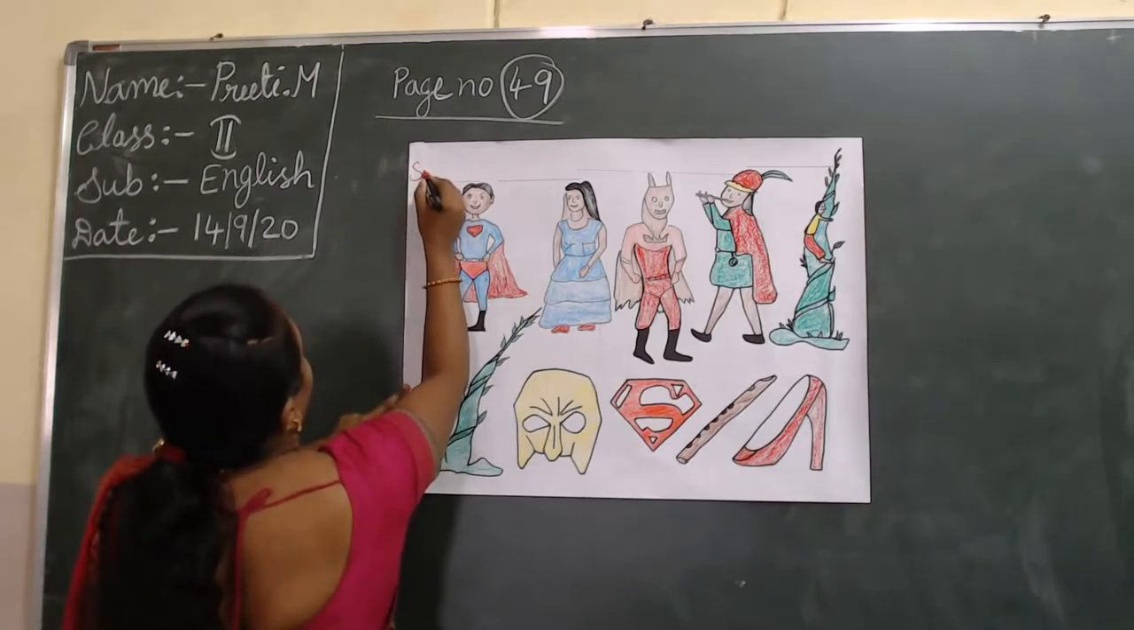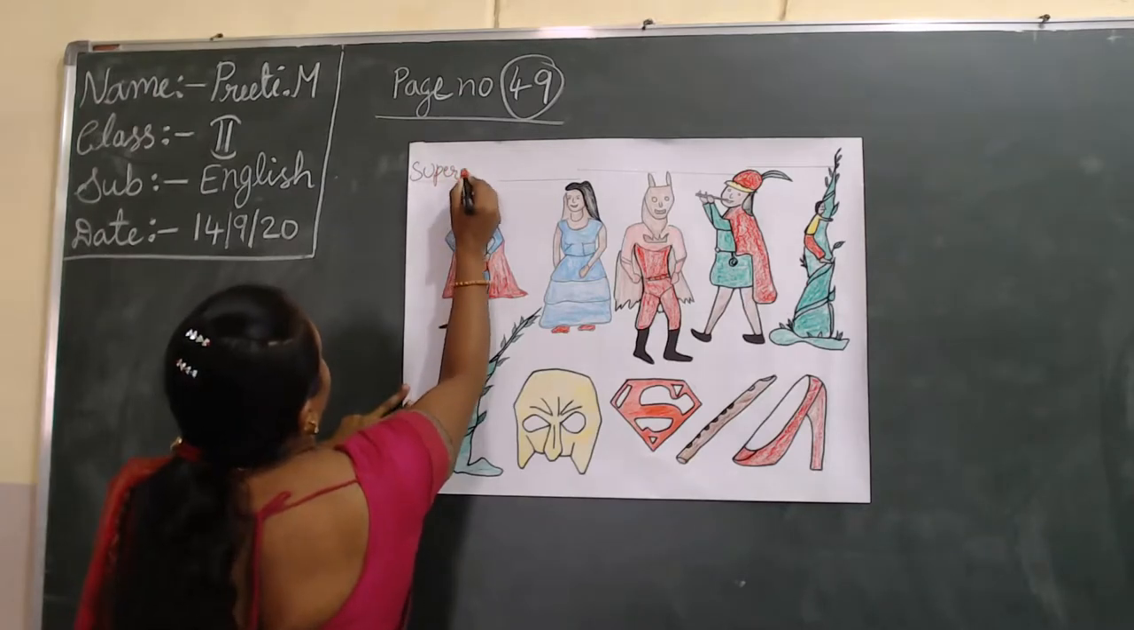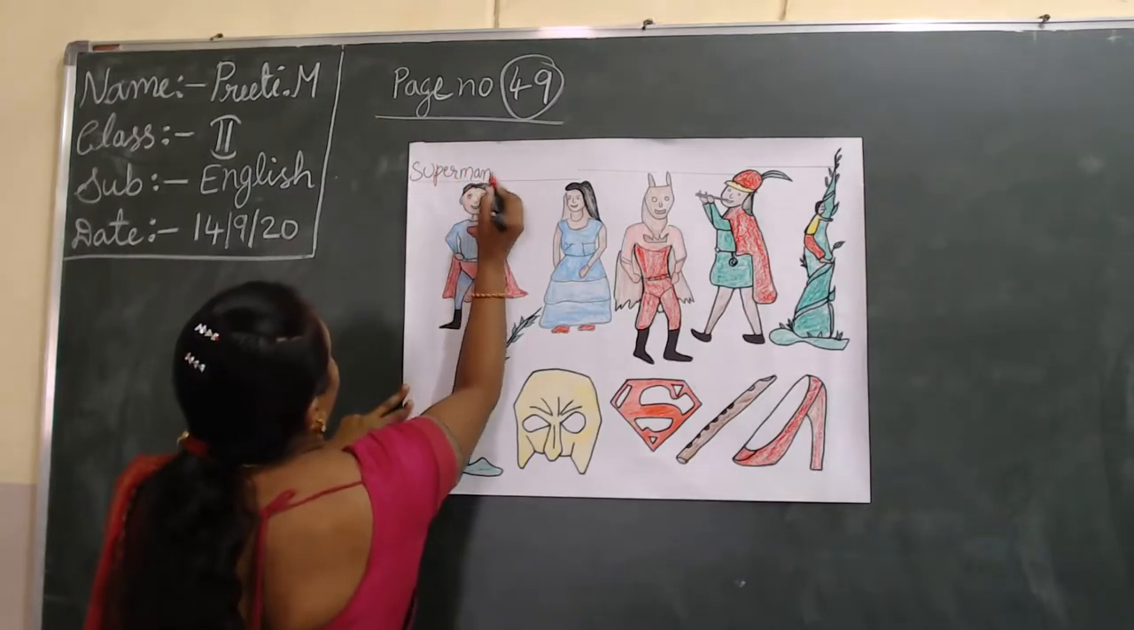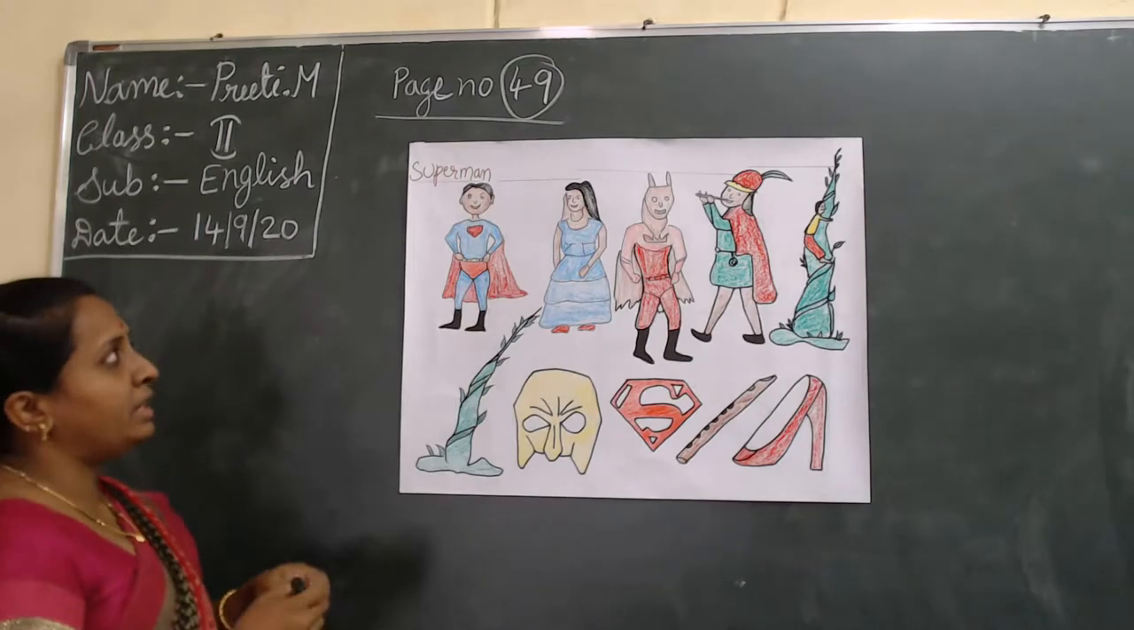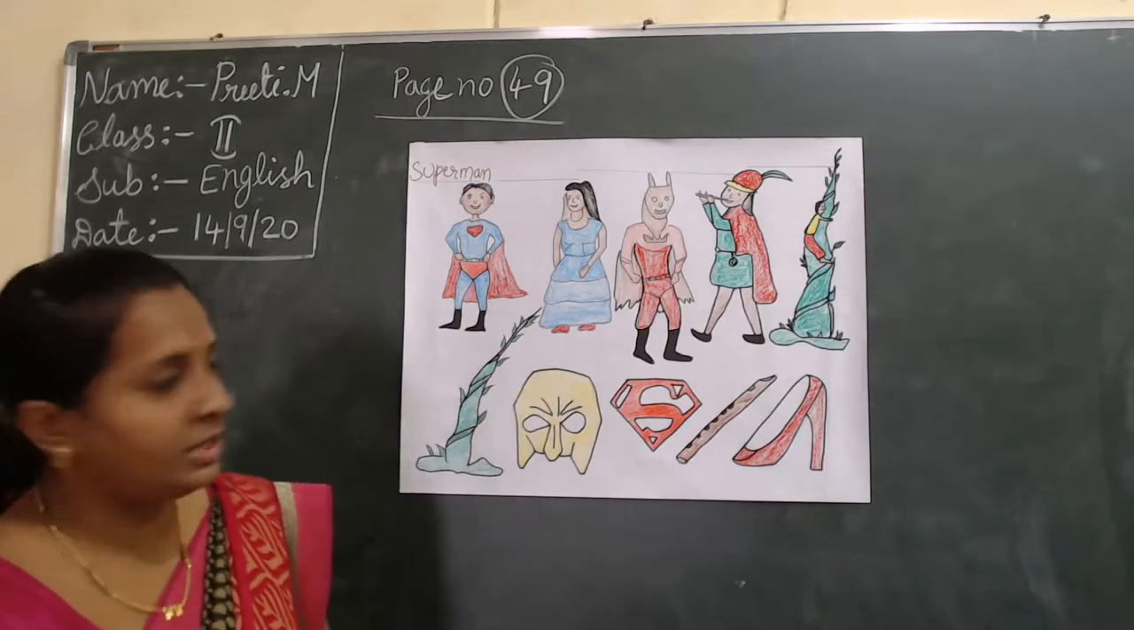Superman. He is Superman, children. Okay. And next character, who is she, children?